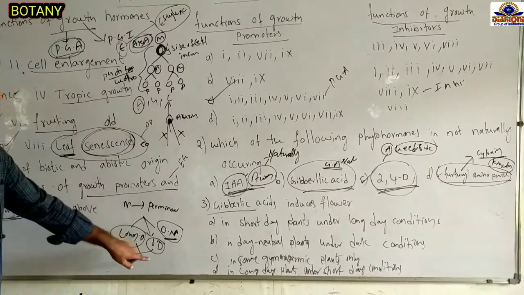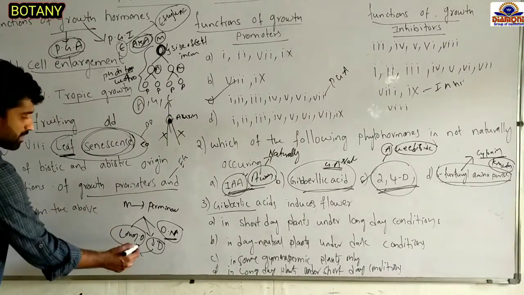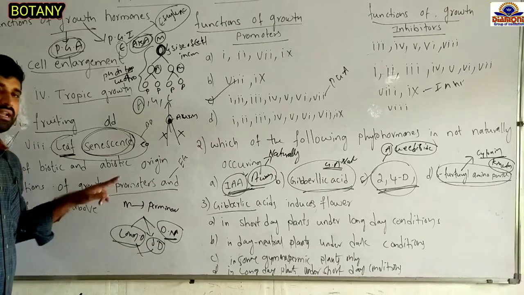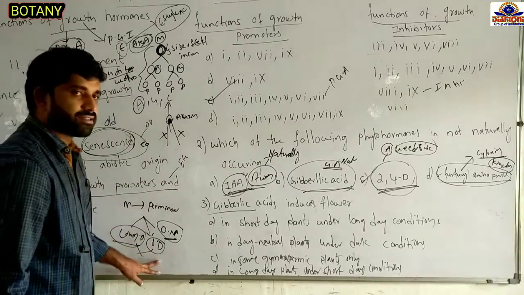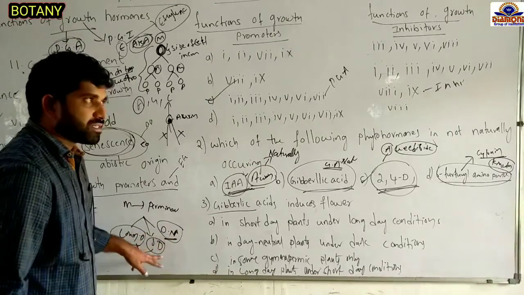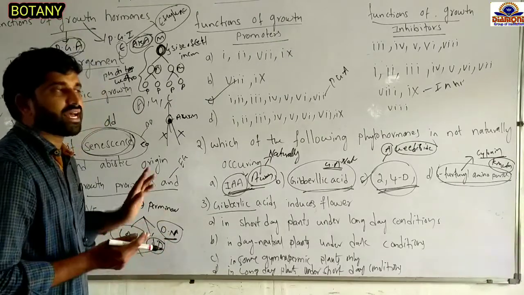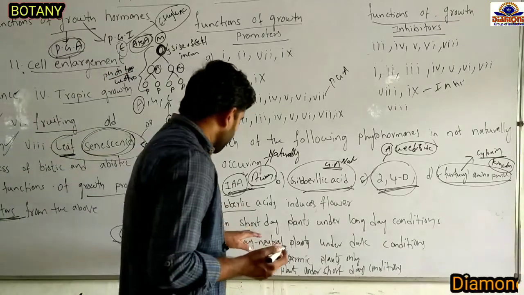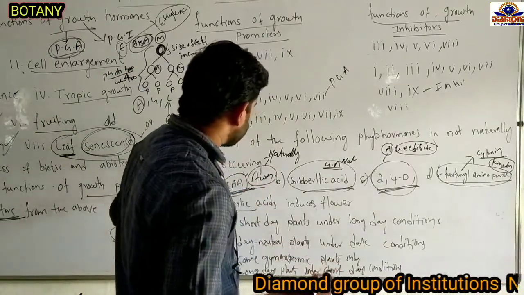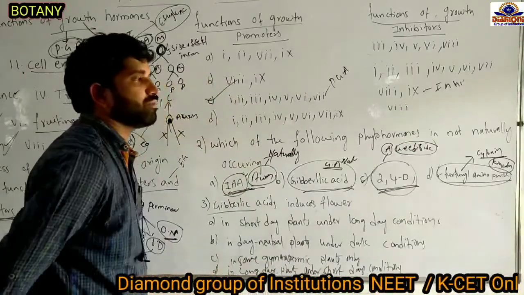So, long day plants and short day plants. In long day plants, daylight should be more and the night phase, the dark phase, should be less. In short day plants, daytime is less and night time or dark phase should be more. So the question is: gibberellic acids induce the flowers, they can produce the flowers.